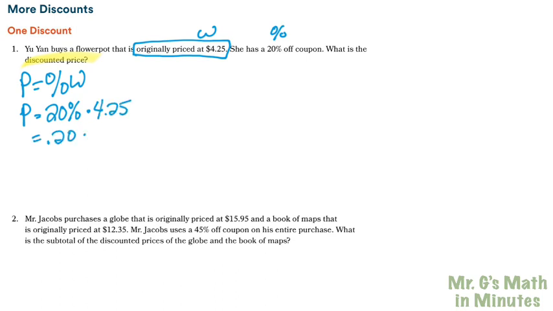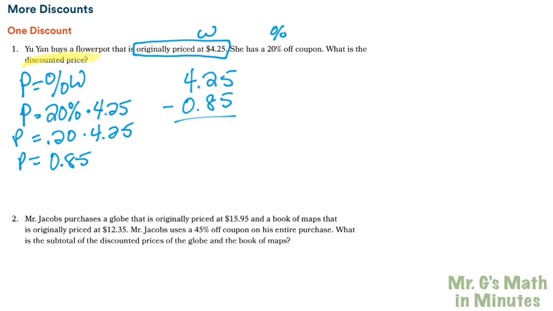We turn our percent into a decimal like we always do. And we get that our discount is 85 cents. So that's the discount. That's how much they're taking off the $4.25. So to find the discounted price, we have to take the original price and then discount it. Take the 85 cents off. It's not on sale if you ain't saving no money. So $4.25 minus the 85-cent discount means the discounted price is $3.40.